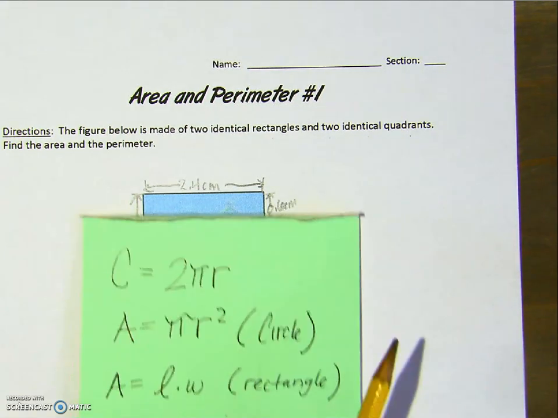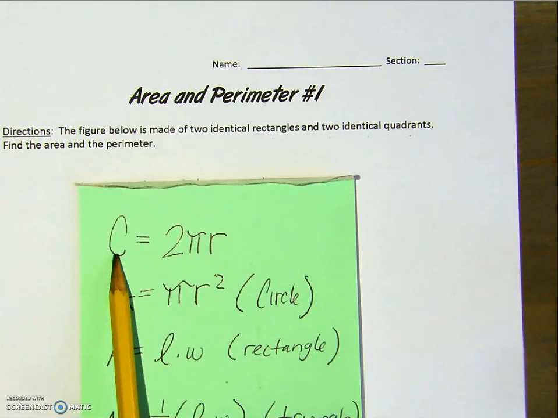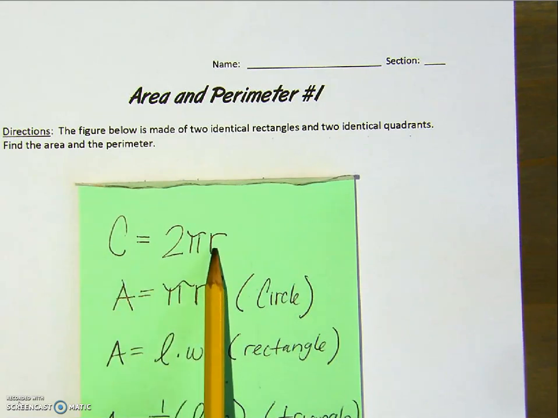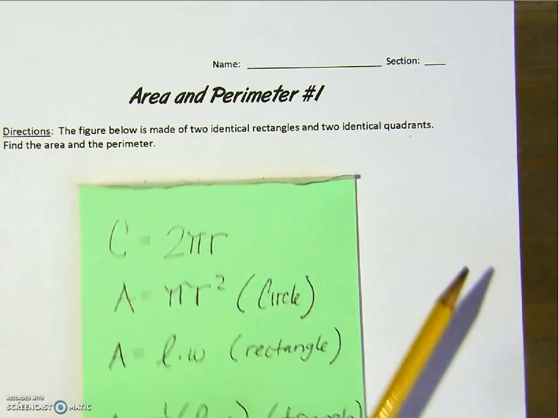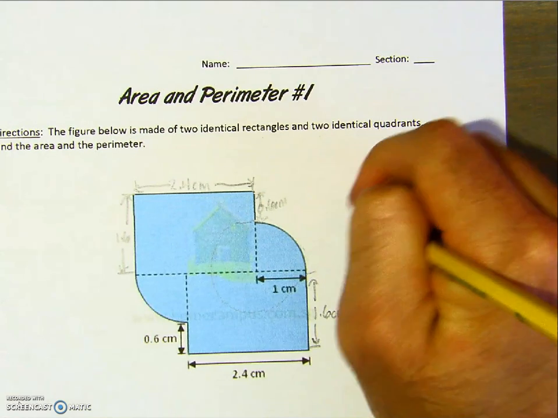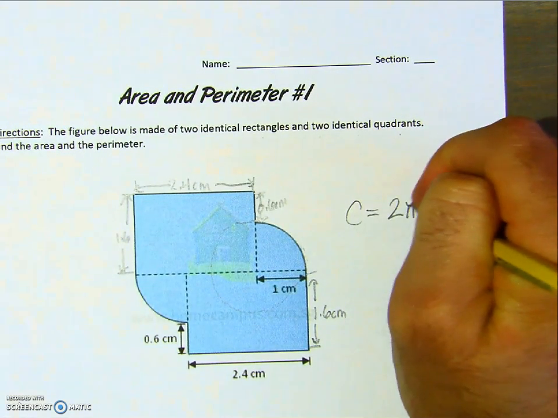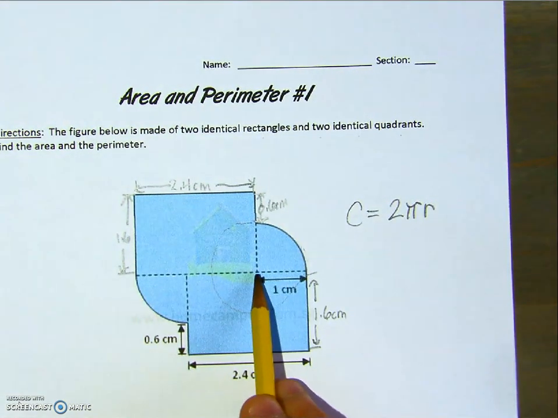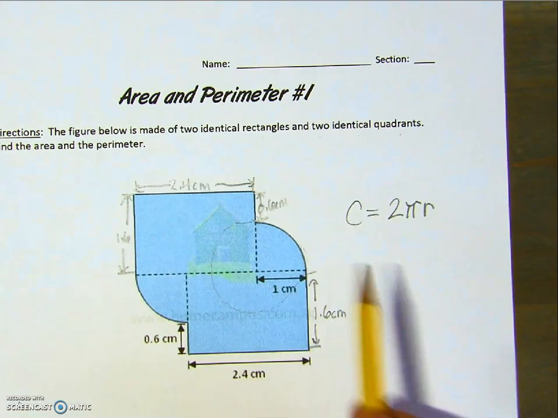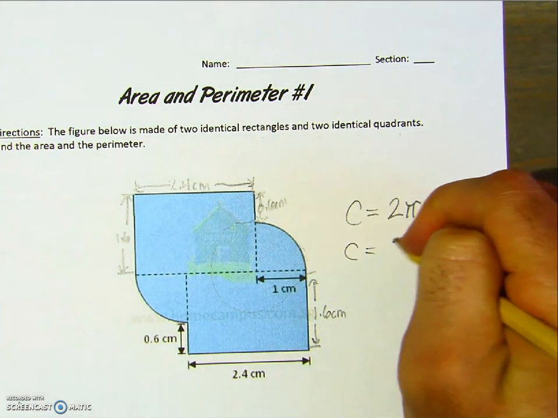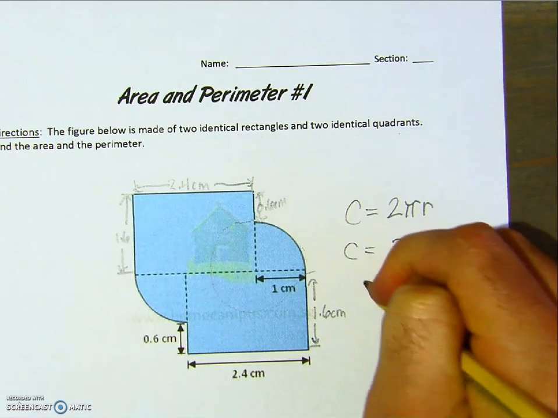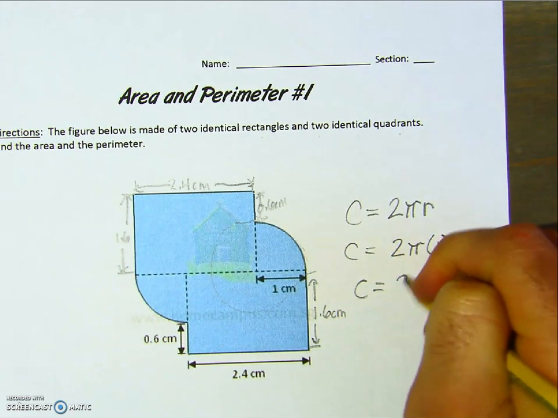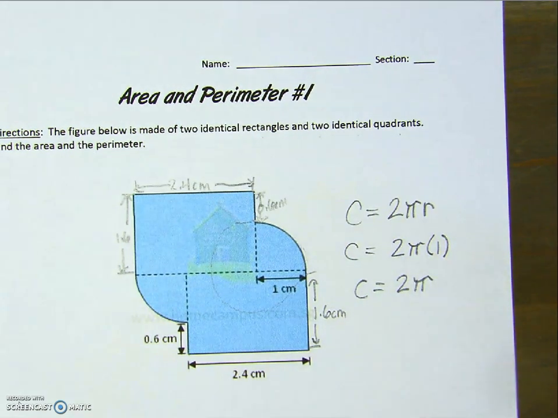Alright, so let's take a look at what we need to know. In order to find the circumference of a circle, the only thing we need to know about it is its radius. If we take its radius and multiply it by 2 pi, we're going to find the circumference. So let's do that. Circumference equals 2 pi r. The radius of this circle is 1, so we'll put a 1 in there. Again, that's going to make the arithmetic really easy. And we end up with a circumference of 2 pi.